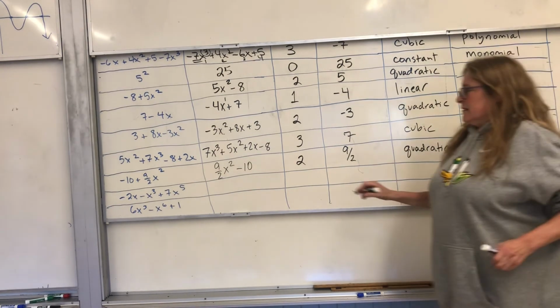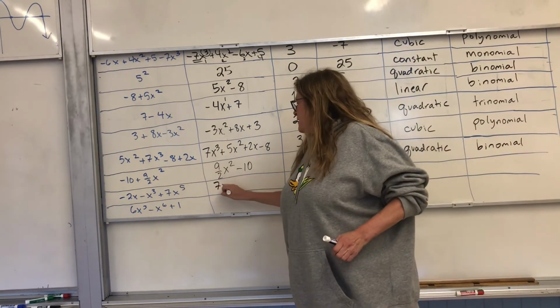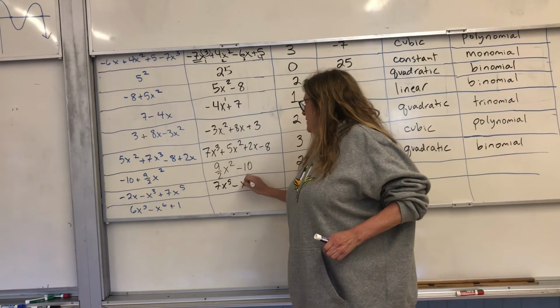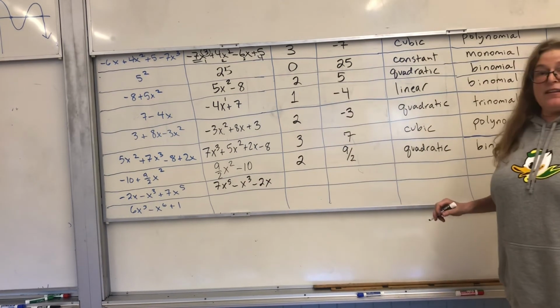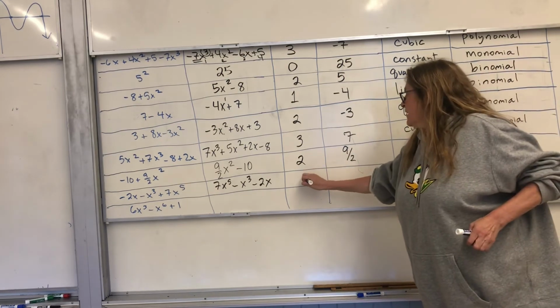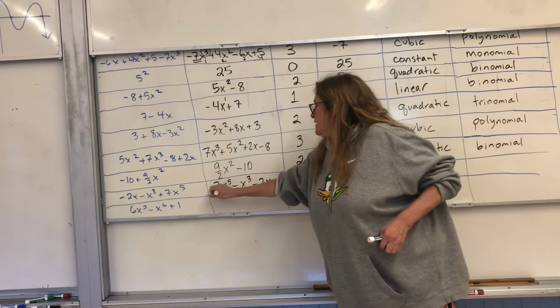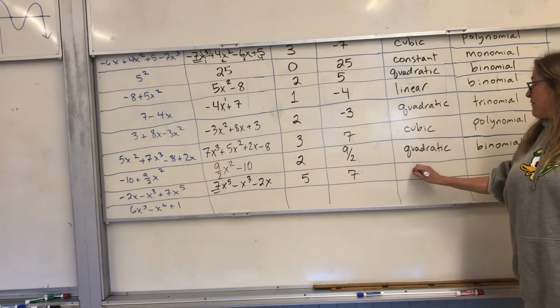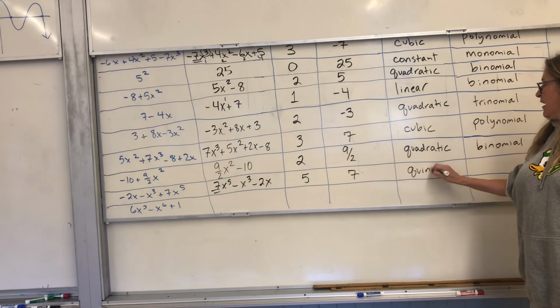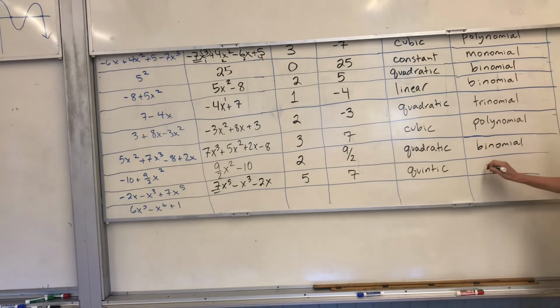Okay? Ooh, now we've got an x to the 5th. Right, guys? So an x to the 5th is a degree of 5. The lead coefficient here is a 7. And now we have a quintic, degree 5, trinomial.